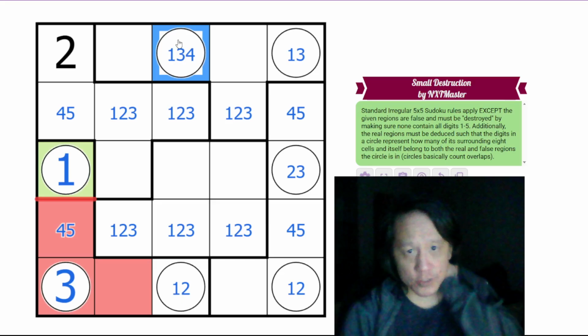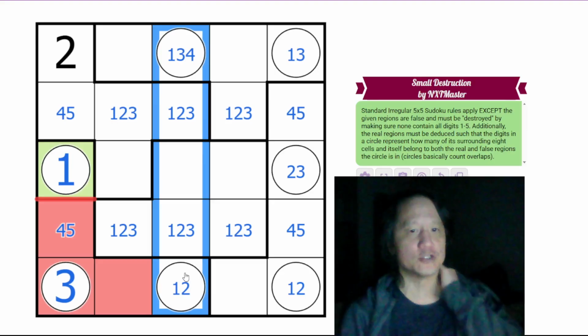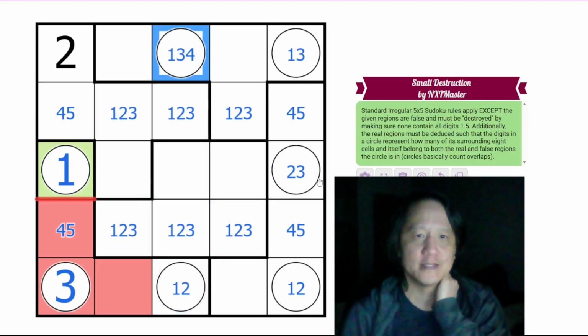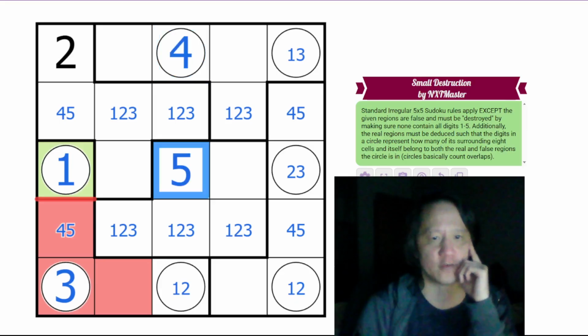We have a 1, 2, 3 triplet in column 3, which eliminates 1, 2, and 3 from the rest of the column. This can't be 1 or 3. It must be 4. That forces this to be a 5 also.